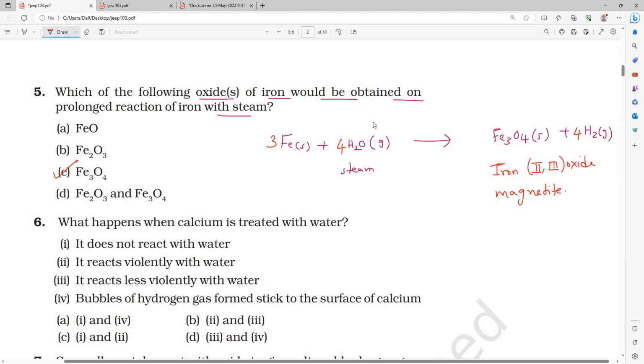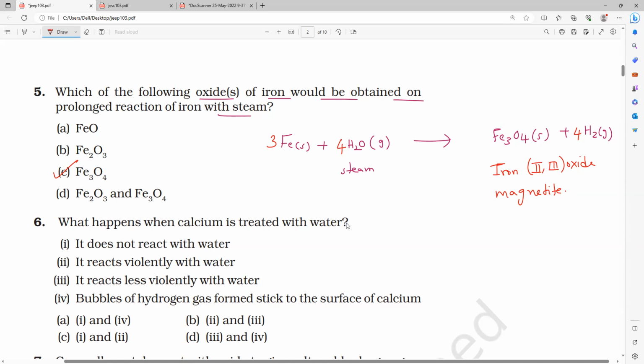Next, start, everybody. Next question: what happens when calcium is treated with water? Calcium is a reactive metal only. It does not react vigorously, but it is a reactive metal compared to cold water, am I right? Sodium and potassium, everybody? All of you? Yes, please. So what will happen?